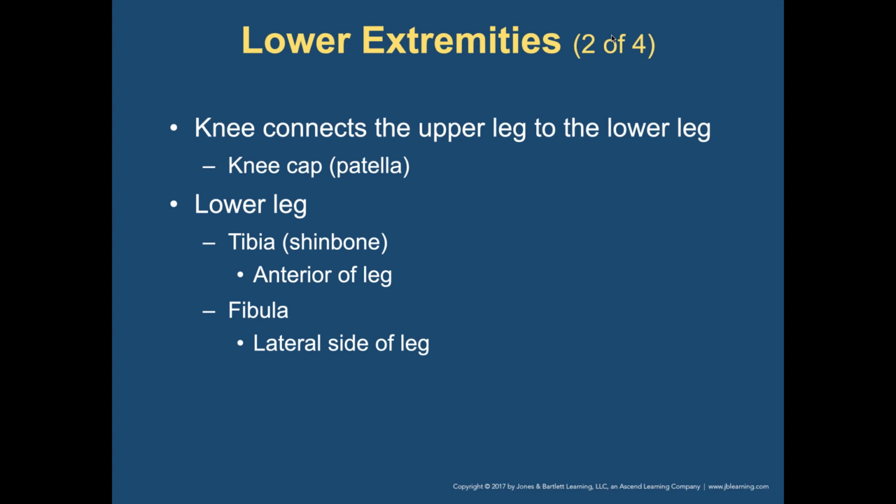For your knee, this connects your upper and your lower leg. This is a hinged joint. If you put your leg out in front of you and you try to move your foot left and right, you'll notice that your knee doesn't move. It's not designed to move that way. That's actually your hip doing a rotation.